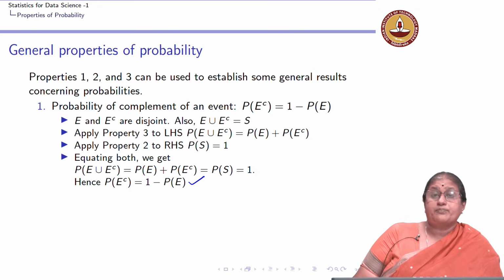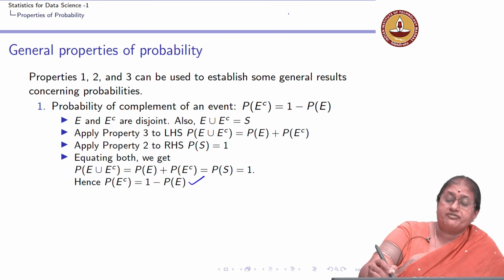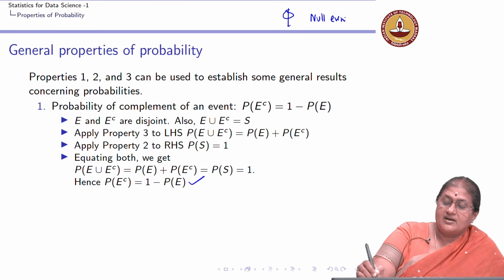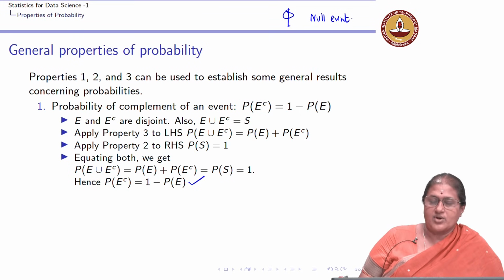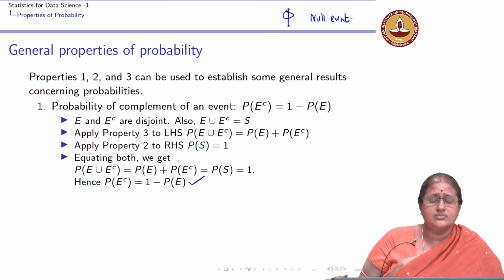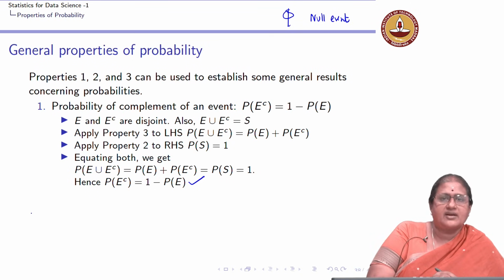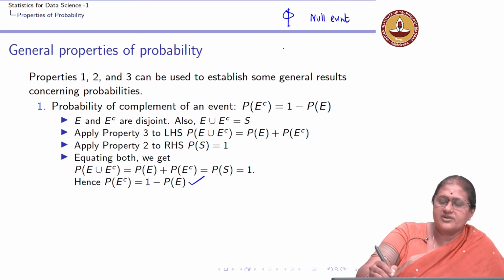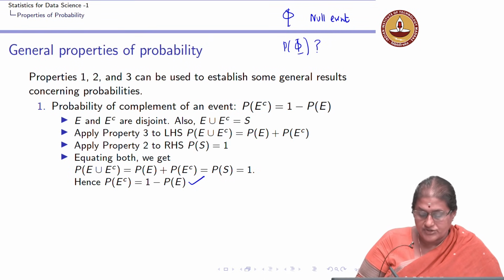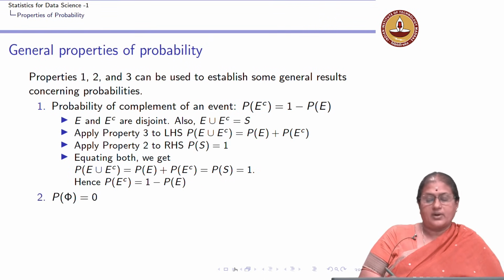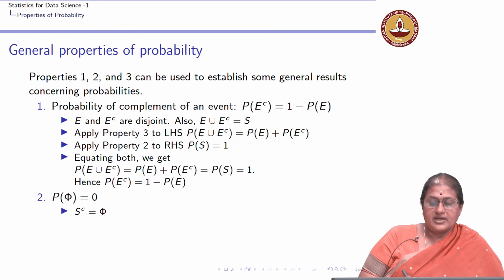Now, the next important property is we also defined what was a null event. A null event is an event which has no outcomes. So, when I am defining a null event, then I am interested in knowing what is the probability of the null event. That is the next thing which we are interested in knowing. So, what is the probability of a null event?